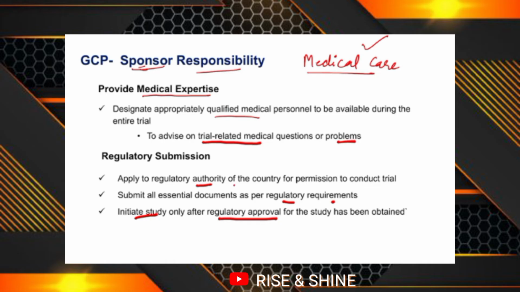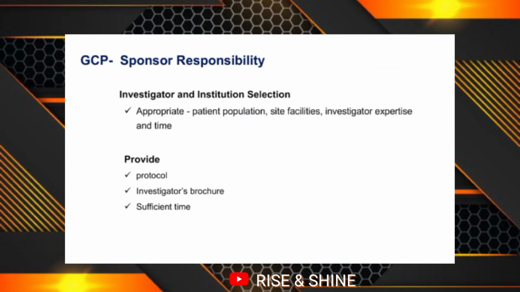First is medical care, second is regulatory submission. It is sponsor's responsibility that they have to take permission from the country's authority. Say in India, it is DCGI. If it is another country, it's their regulatory authority. It is sponsor's responsibility to submit all the documents on time to regulatory bodies. And they have to ensure that they can initiate a trial once they get approval. So this is also sponsor's responsibility. If you remember, one of the GCP principles is clinical trial processes, and these submission things are related to that.